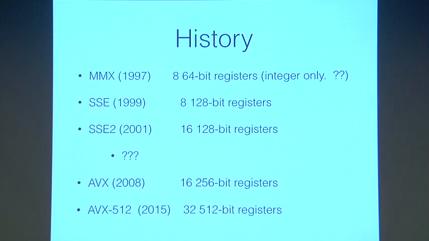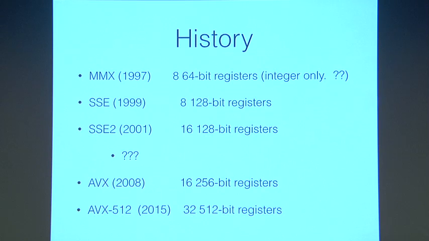MMX was not a great thing. It had 8 64-bit registers, and then you could break those up, but they were integer only, and you couldn't use them at the same time you're doing floating point math. They overlapped with the floating point registers, so it was either I can do integers fast or floating point, and I can't do both. And so they were sort of this that made no one happy. But then they fixed it up just a few years later with SSE.